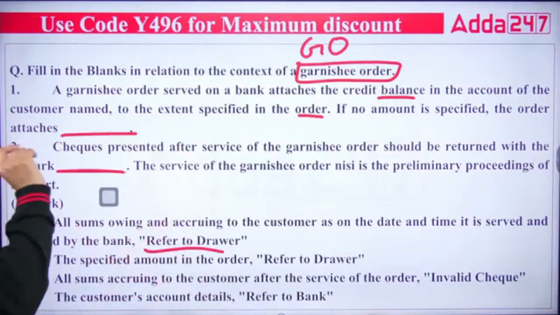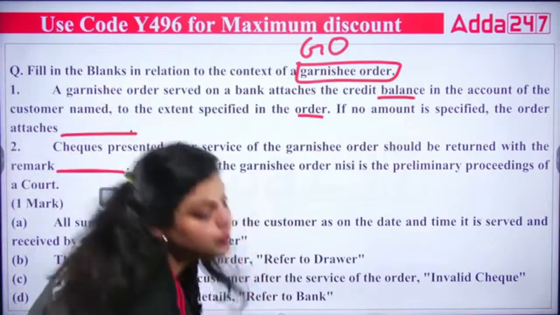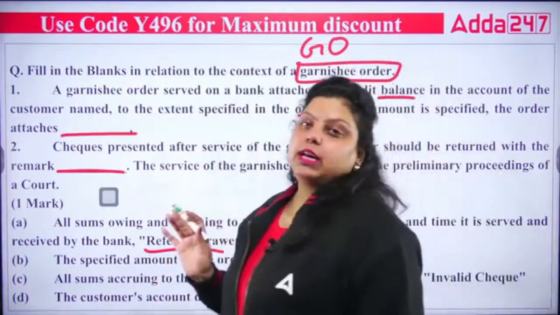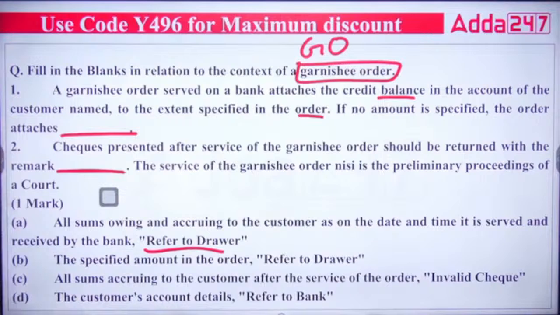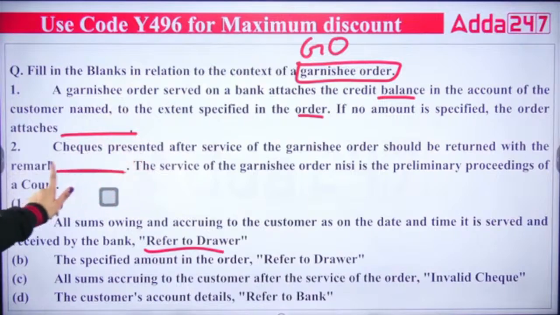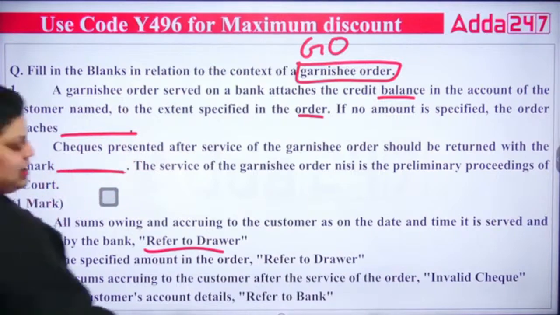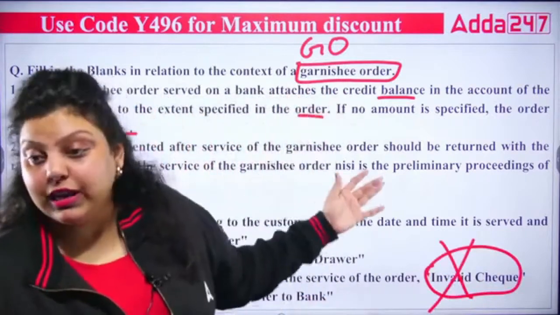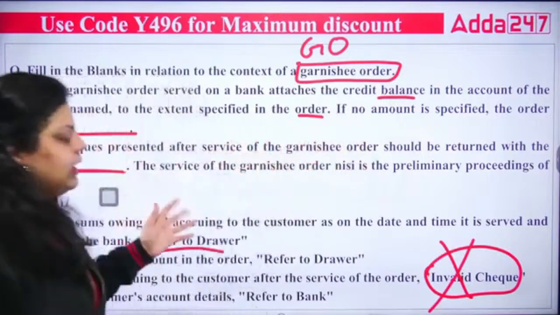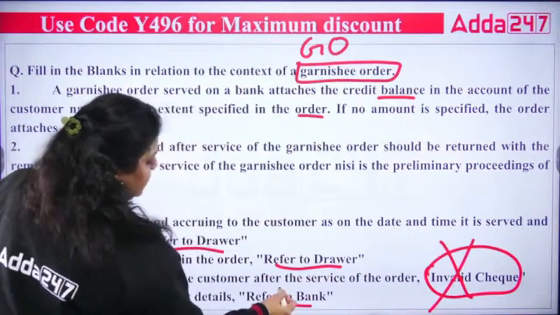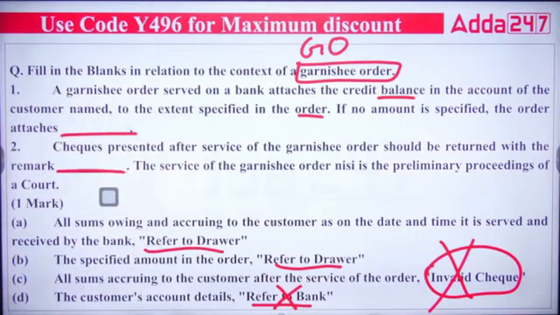So, let's eliminate the options. Always make sure that you are using the elimination method in the paper, because the elimination method helps you to find out the right answer. The second blank says the check presented after the service of the garnish order should be returned with the remark of what? Invalid check. It's not an invalid check. Invalid check is a check whose validity has expired. So it cannot be invalid check, so option C has been eliminated. Now, it will definitely be returned as refer to drawer, not refer to bank. So, it might be A or B.